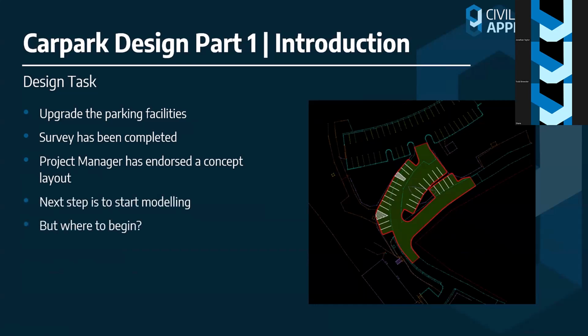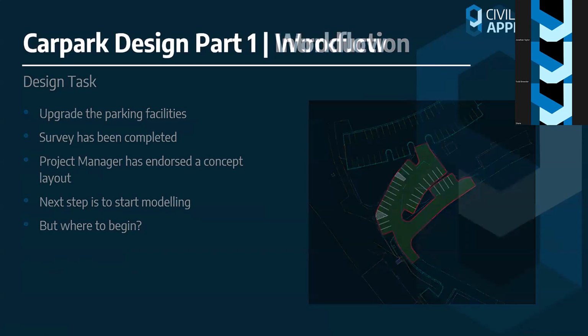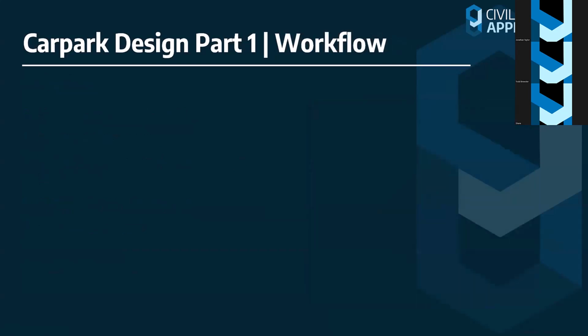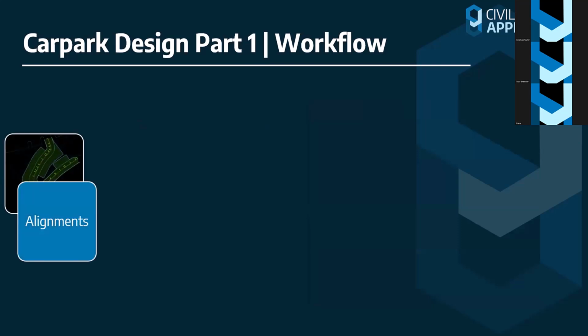Like I said, how do you start the modeling? Where do you go? What's the beginning? So the general workflow, and I would say this is probably general for most projects, not specifically car parks, just this is the one I've picked for our exercise. You need to start with the alignments or the horizontal control. So you need to convert that concept into a series of alignments or polylines or combinations of to give you your horizontal control, your 2D layout.